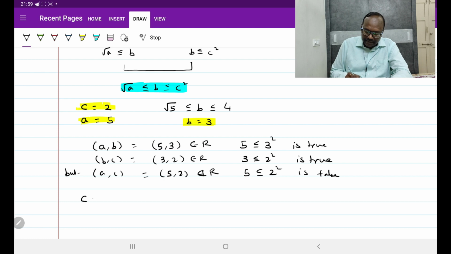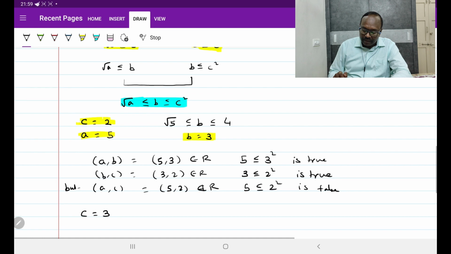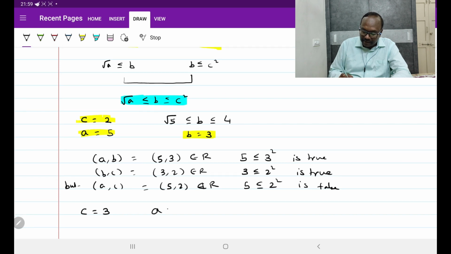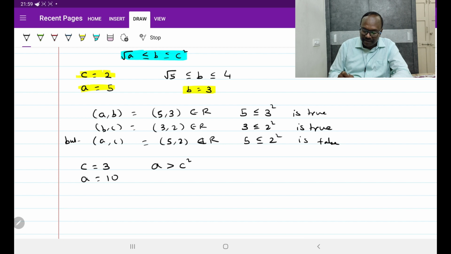Say for example C equal to 3. Then the value of A should be greater than C square. So the value of A should be any value greater than 9. So let's say 10. So the value of B should lie between root A and C square. So root A less than or equal to B less than or equal to C square. So let me take it as root 10 less than or equal to B less than or equal to C square.